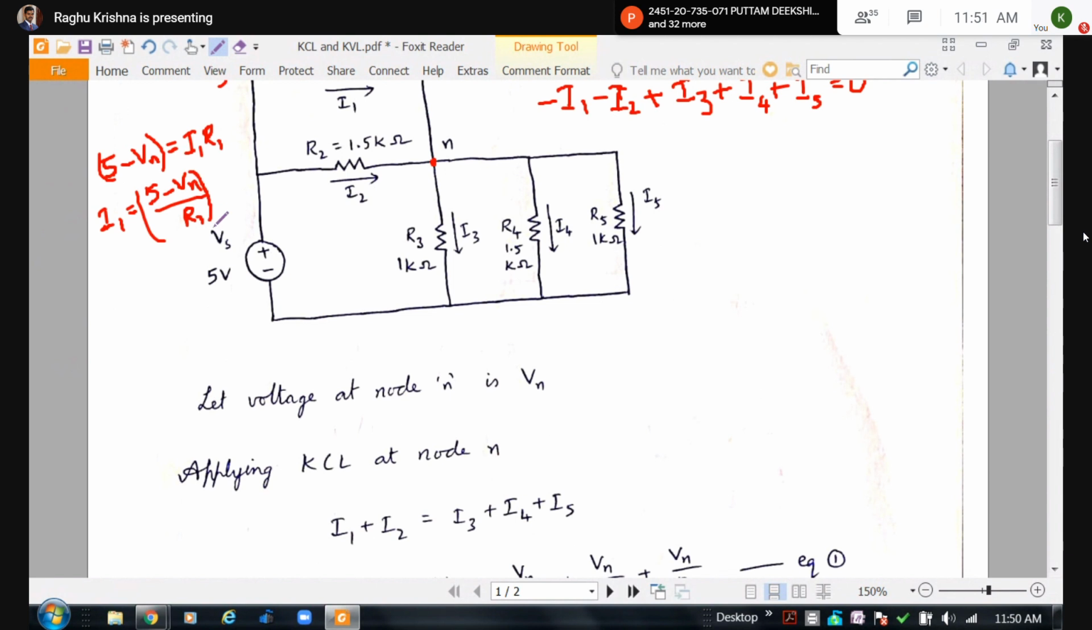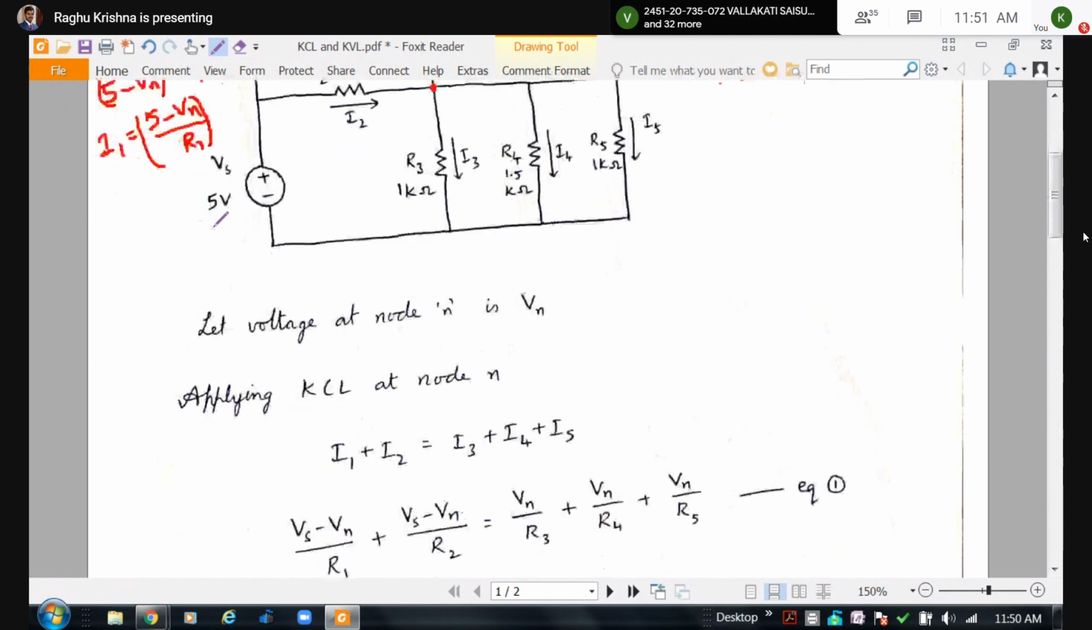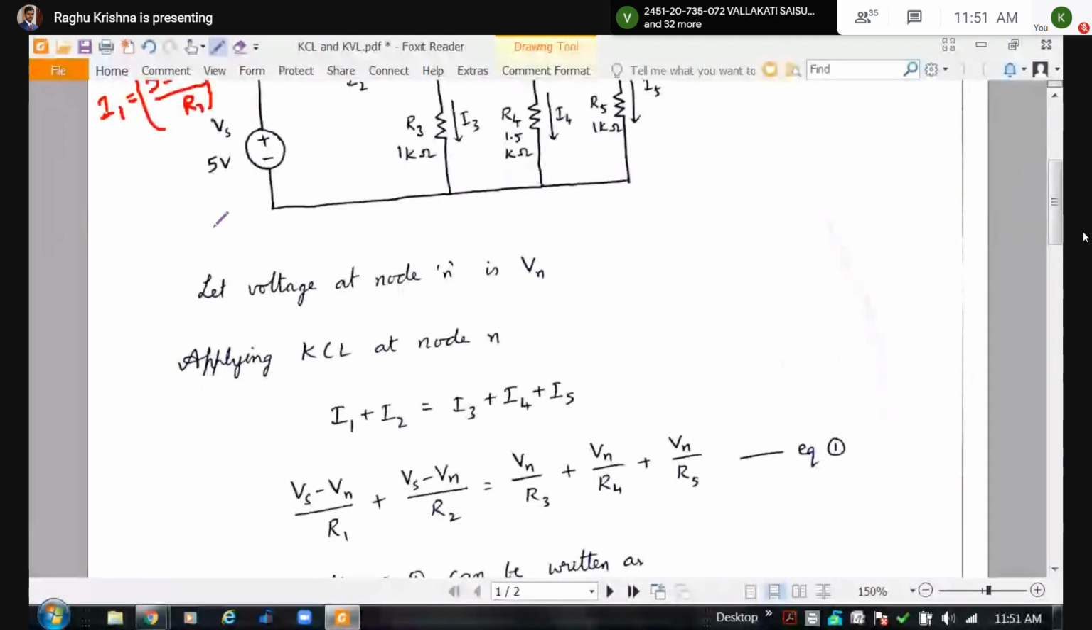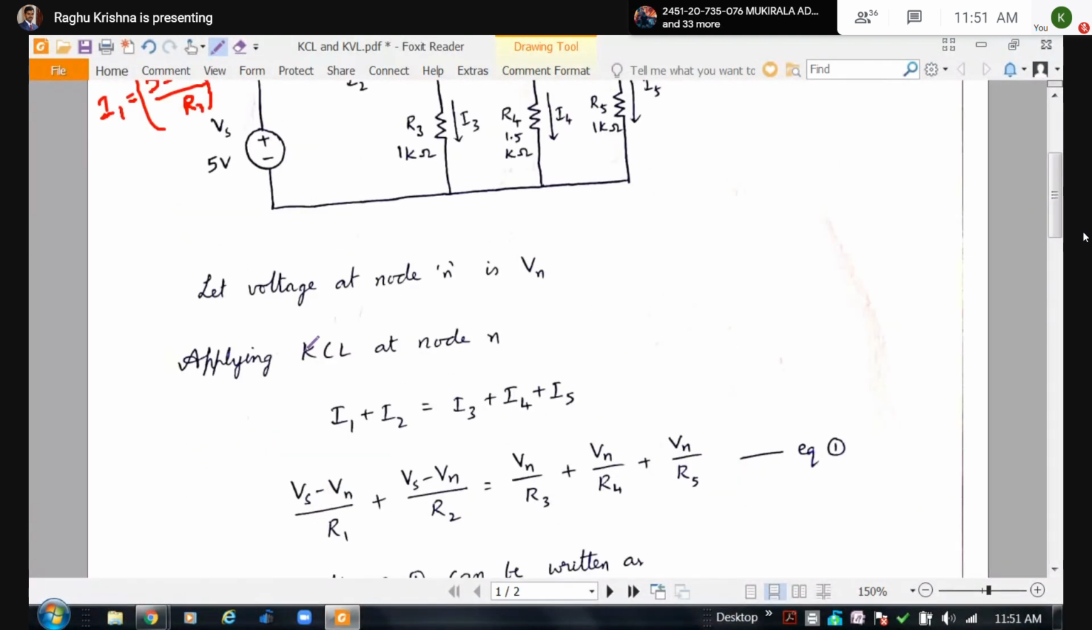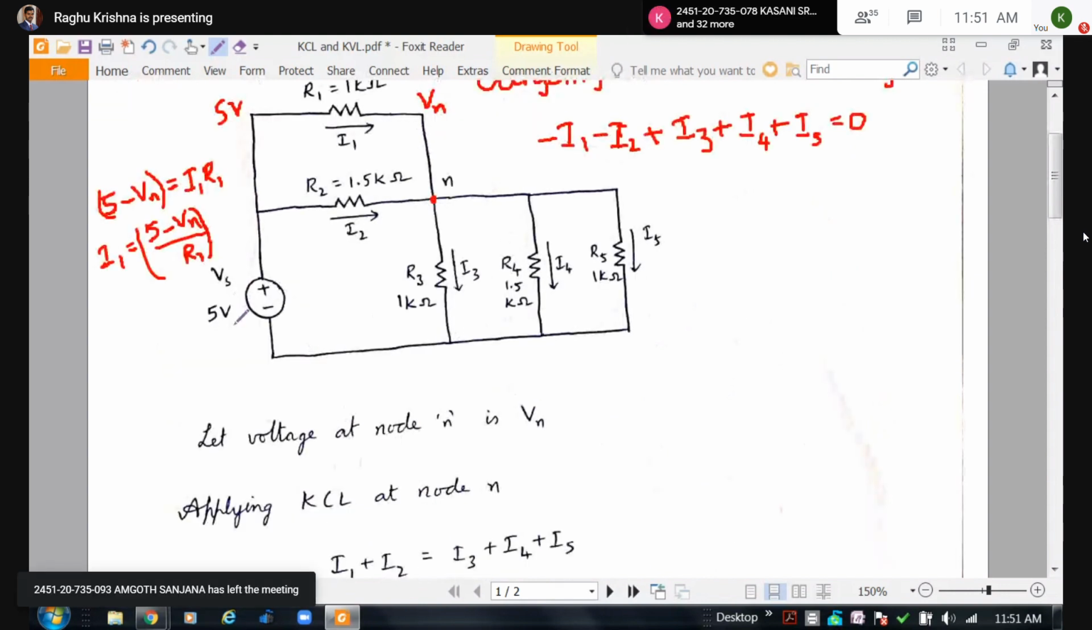Okay. So let us see here. V5 minus Vn by R1, or in general, Vs minus Vn by R1. Here, instead of Vs we can take 5 volts or directly Vs. So Vs minus Vn by R1.